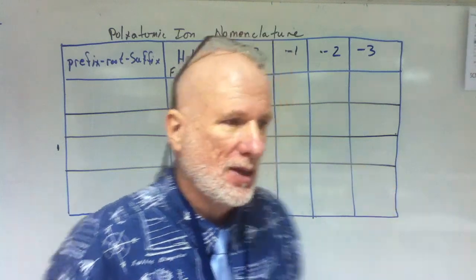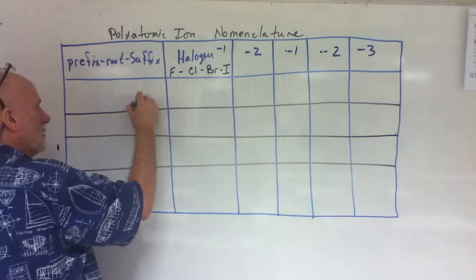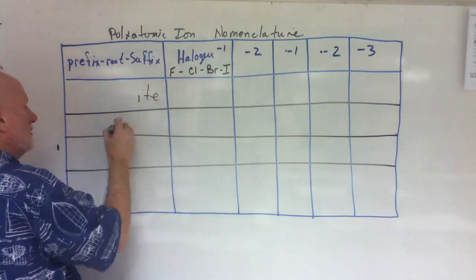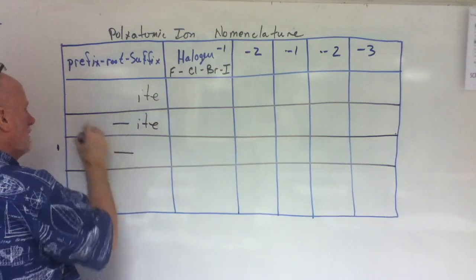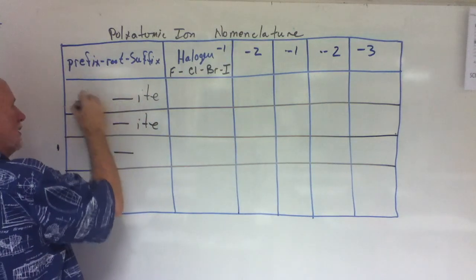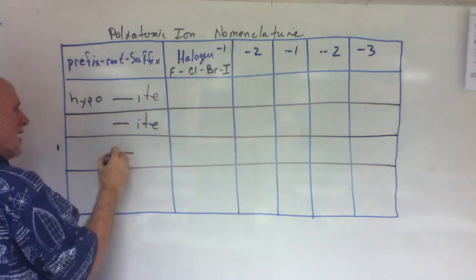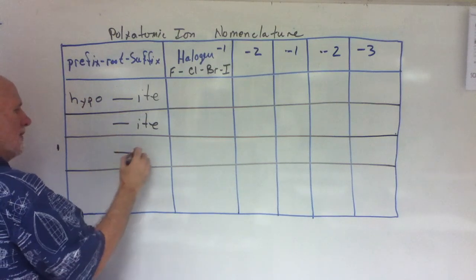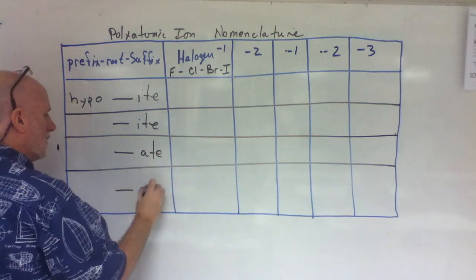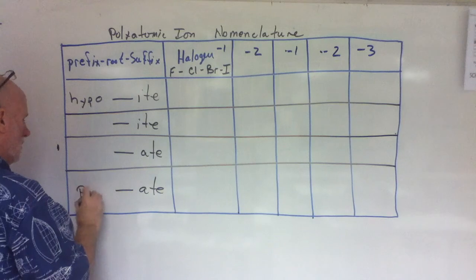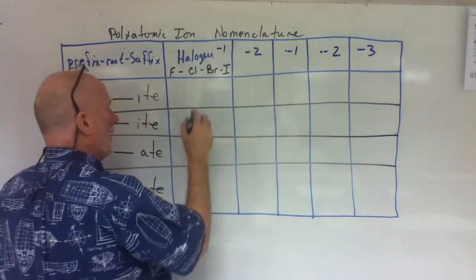Okay? Now, I have a suffix, ite. The root is the middle, ite. Hypo, then just ite, this is the root, this is going to be ate, and this will be ate, per.